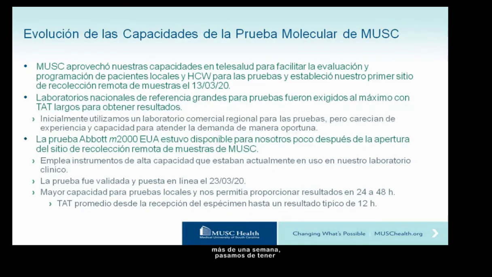Basically, in just over a week, we went from having the reagents to having the test validated and bringing it online. So we started collecting specimens from patients in an organized fashion on the 13th of March, and we were live with the Abbott M2000 on the 23rd. Obviously, we went from 0 to about 1,000 tests per day capacity in a matter of a couple of weeks.